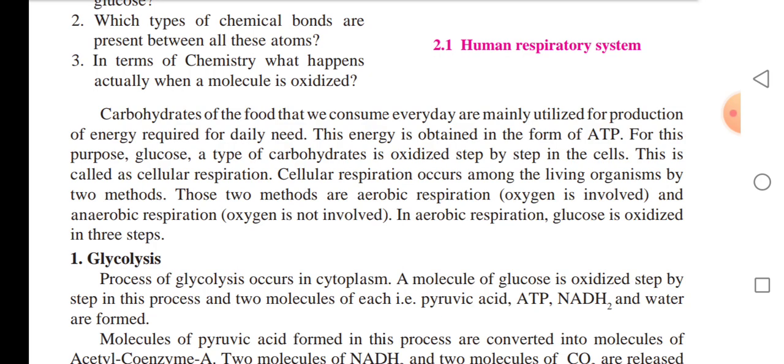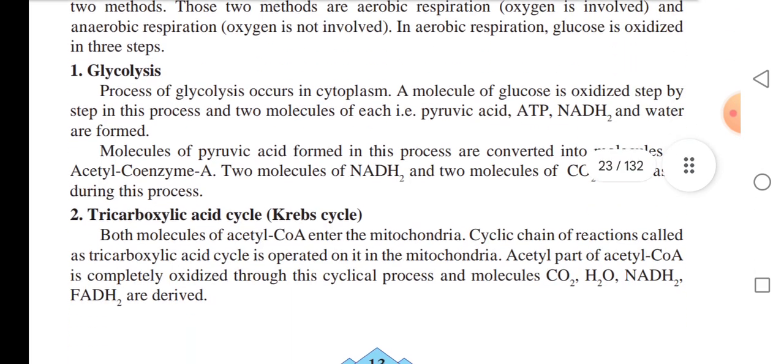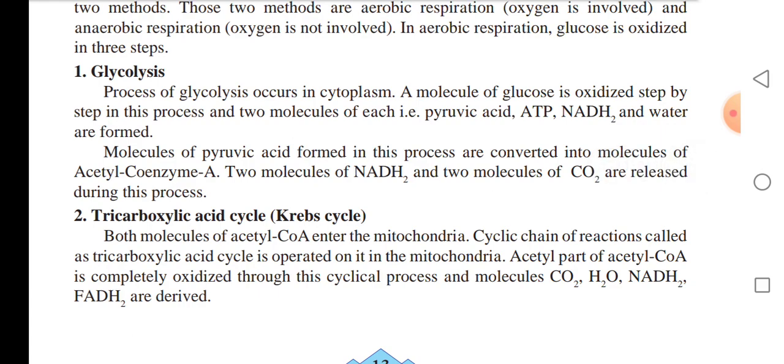Cellular respiration occurs among the living organisms by two methods. Those two methods are aerobic respiration, that is, in which oxygen is involved, and anaerobic respiration, in which oxygen is not involved. In aerobic respiration, glucose is oxidized in 3 steps. First step, glycolysis. Repeat after me, glycolysis. The process of glycolysis occurs in the cytoplasm.